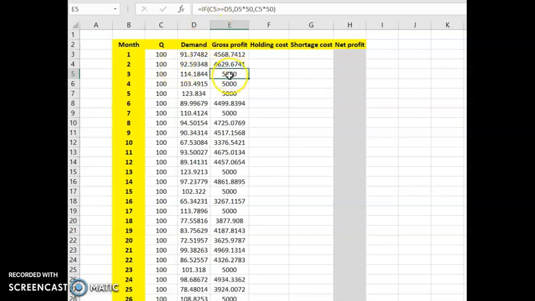So now let's check it. Here we have the first one. You see demand is greater than Q. For this one, demand is greater than Q. For this one, again, demand is greater than Q. But for this one, you see demand is smaller than Q. So demand is the determining factor for gross profit.